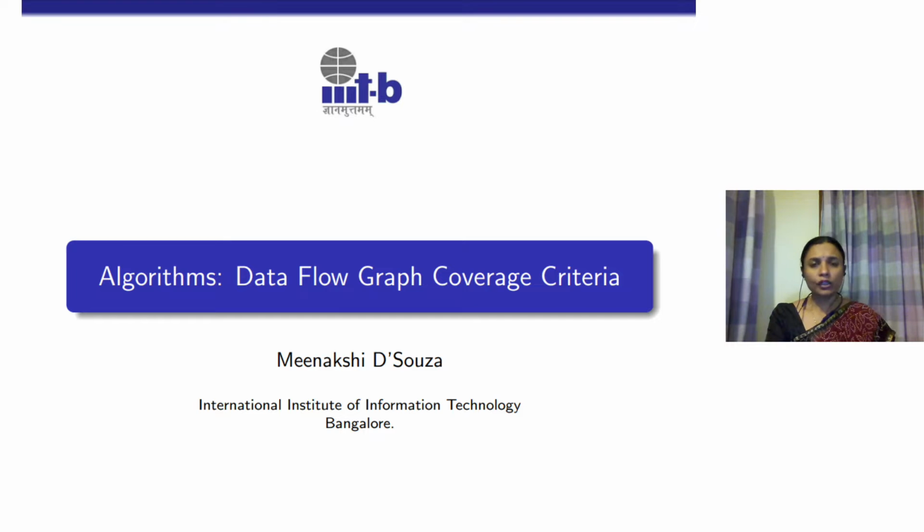Welcome back. We continue with data flow coverage criteria in week 3. Last time we defined what data flow was, what is the definition of a particular data, what is the use of a particular data, and what is a DU path. Based on these definitions, we are now going to see coverage criteria that work with these data flow definitions.